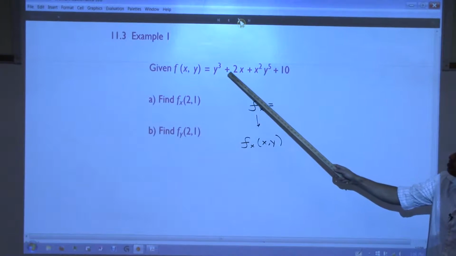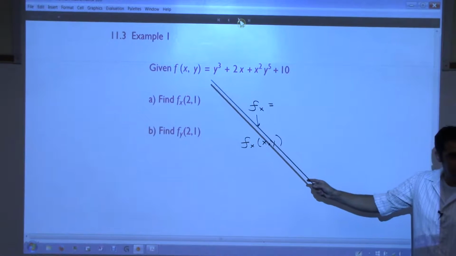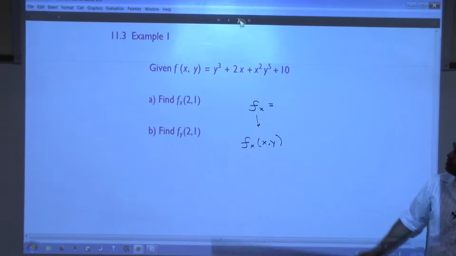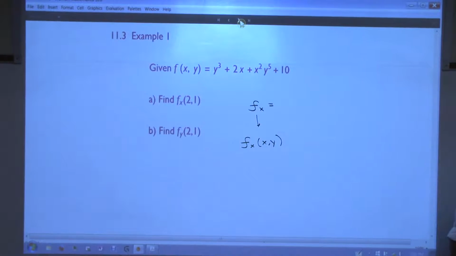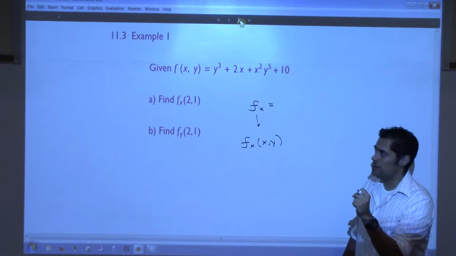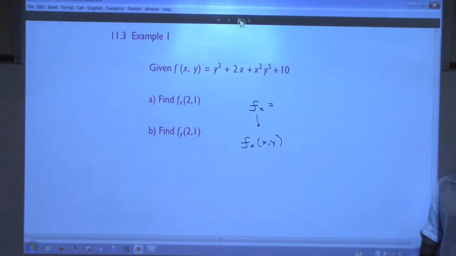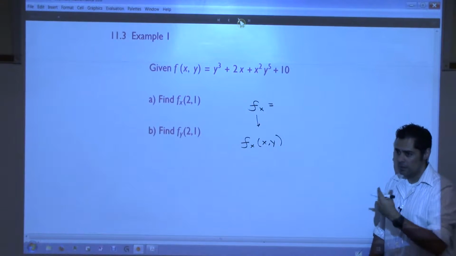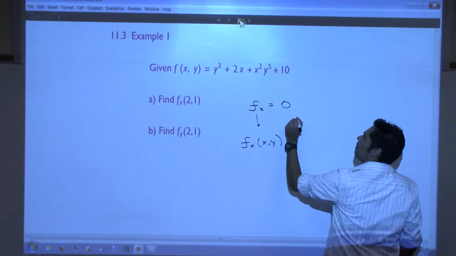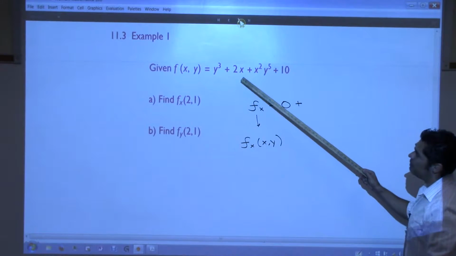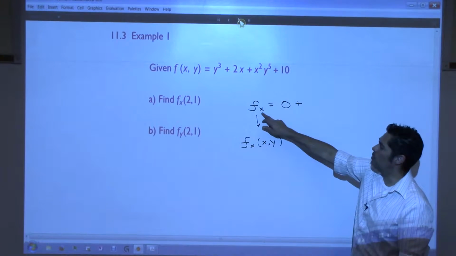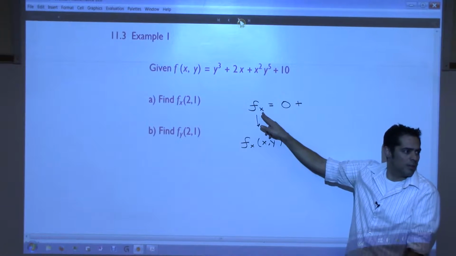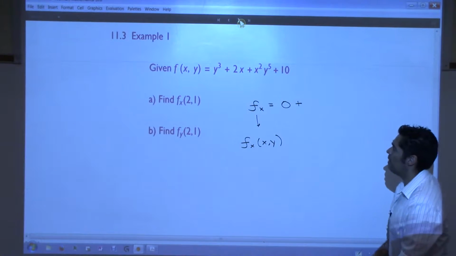When I have addition or subtraction, I can just do each one individually. So I'm going to start here with y cubed. So what is the derivative of y cubed if y is a constant? If y is a constant, then y cubed is a constant, isn't it? And the derivative of a constant should be 0. So it's not 3y squared, it's just 0. Okay, plus, now what's the derivative of 2x if x is the variable? So this is just classic Cal 1 derivative now. So what is the derivative of 2x? 2.